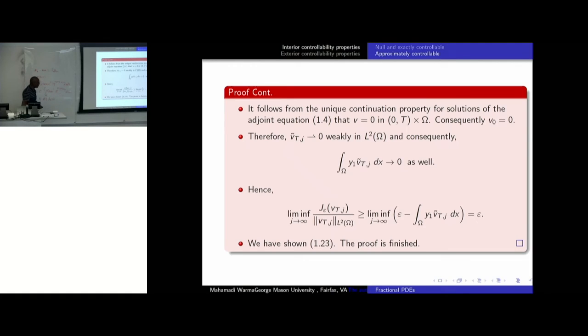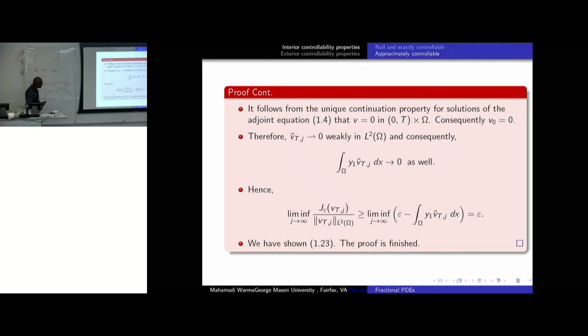Hence now we can sum all that up. We have this lim f is greater than the lim f of epsilon minus this guy, but this guy is 0, so it is equal to epsilon. Then we have proved that the lim f is greater than epsilon. Then our functional is coercive. Then we have a minimizer. Then that is the variational approach to approximate controllability.